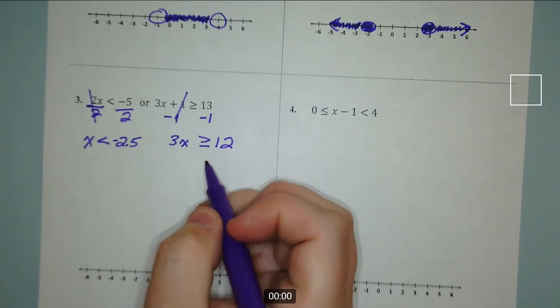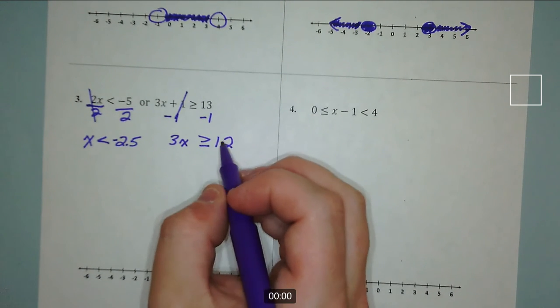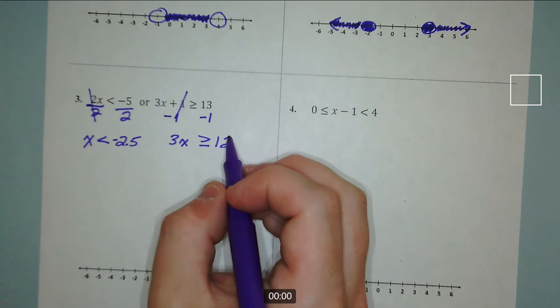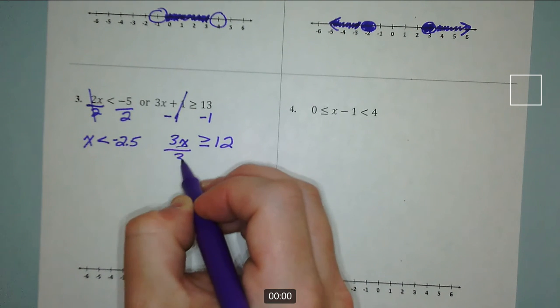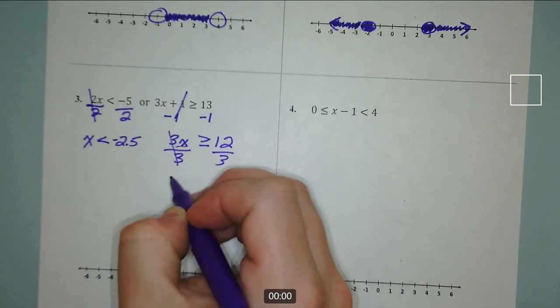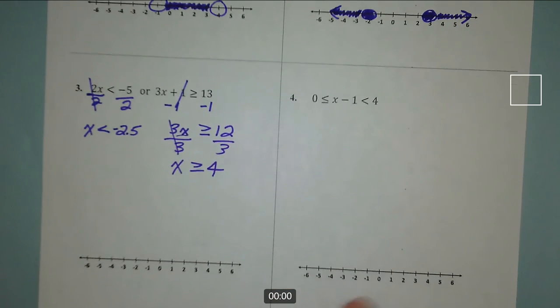All right, what's the next thing, Dakaya? Now to get rid of the 3, what do we do to both sides? Divide by 3. Very good. And so x is all by itself, and now we have x is greater than or equal to 4.